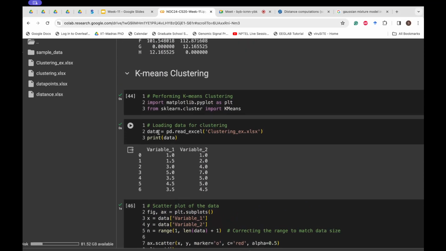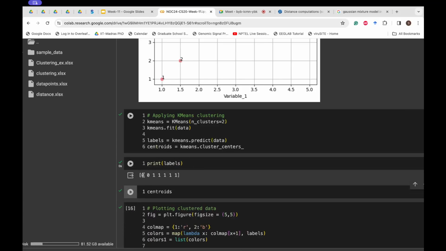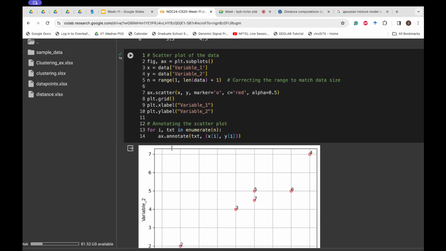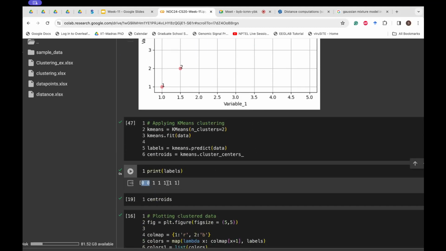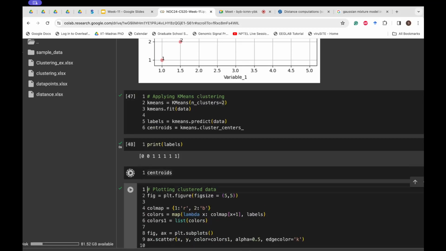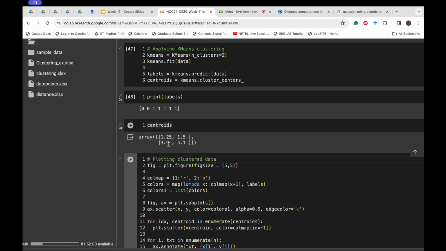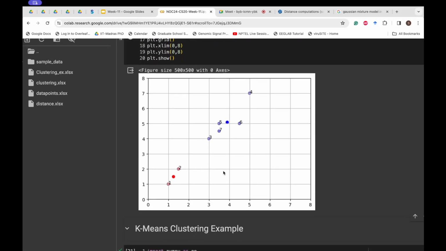The data is in the data frame. So it internally does the k-means clustering, and let me print the labels over here. You can see the first two data points, 0 and 1, are assigned label 0, and the other data points are assigned label 1, which means that the first two data points belong to the first cluster and the next data points belong to another cluster. Let us try changing the value of k over here. Also let me print the centroids. So 1.25 and 1.5, and 3.9 and 5.1 are the centroids, and let us see also over here in the space. You can see that these centroids are not actually part of the data points.